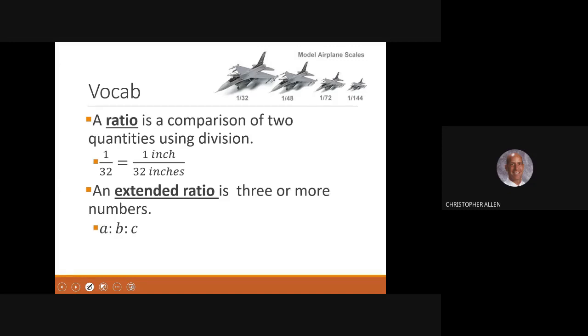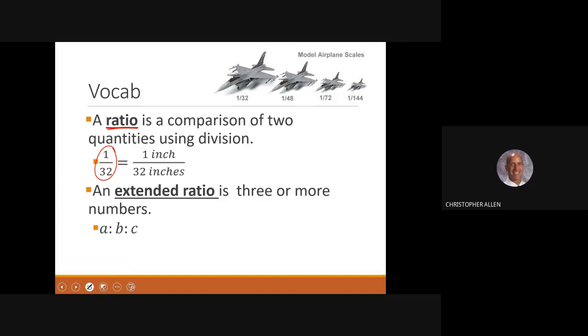So today, guys, we're looking at section 7.1 and 7.2. In 7.1, we are going to look at ratios and proportions, which we'll get to in a minute. But first, let's talk about a ratio. A ratio is just a fraction. In other words, it's a comparison of two quantities using division.